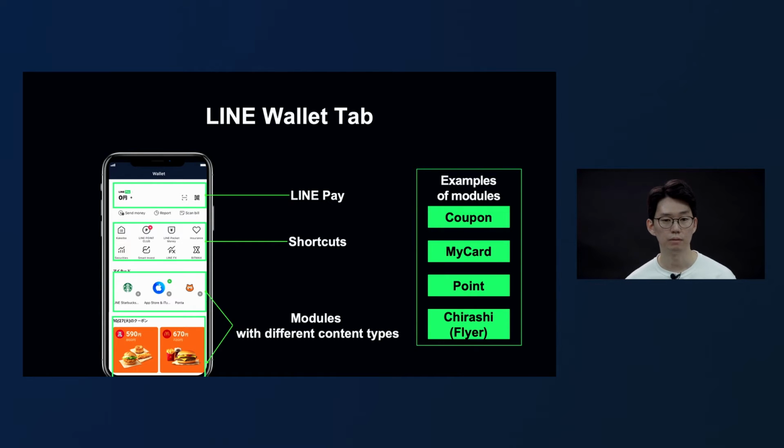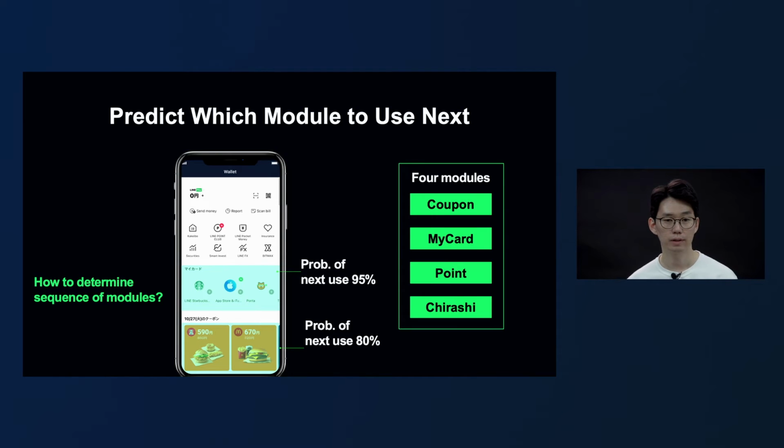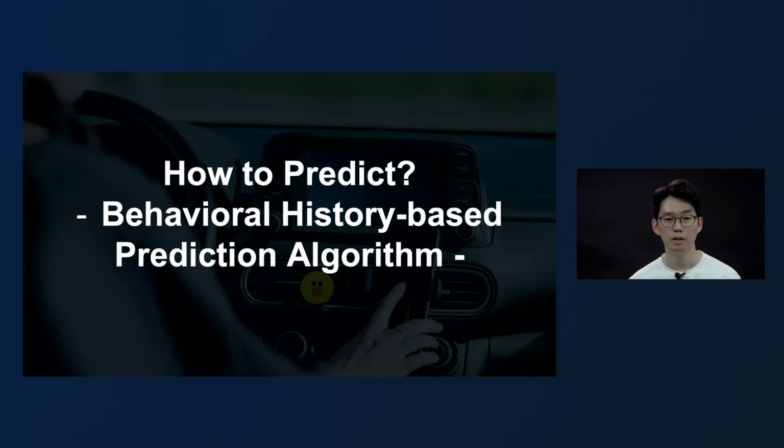Then from now on, I will talk about Recommender System 3.0. At first, I will talk about the removal of positional bias. There are 4 recommender modules in the Line Wallet tab: coupon, My Card, point, and 찌라시. We display these 4 modules in the order of the highest click probability for each user. So, how do we calculate the click probability of which module the user will click next?